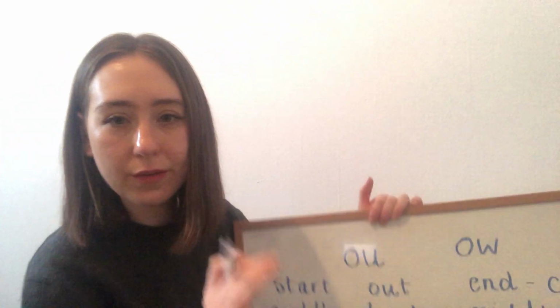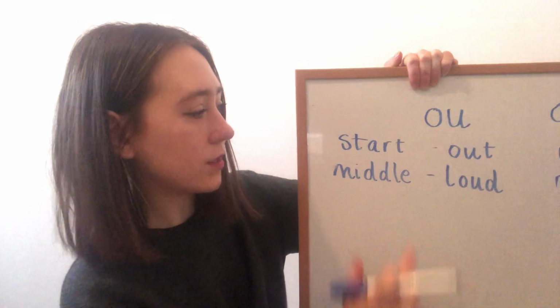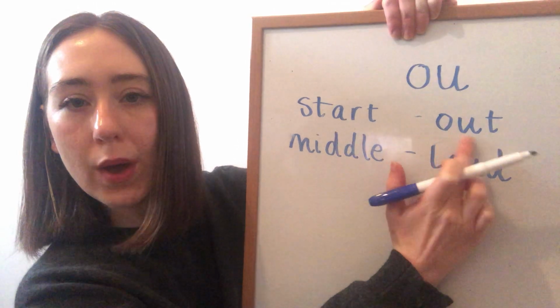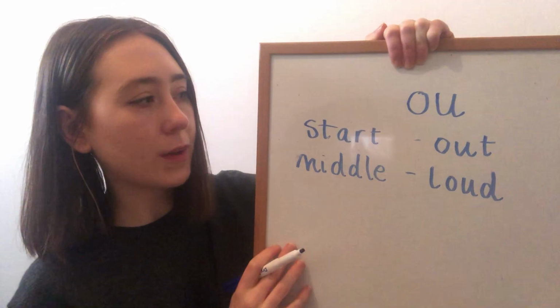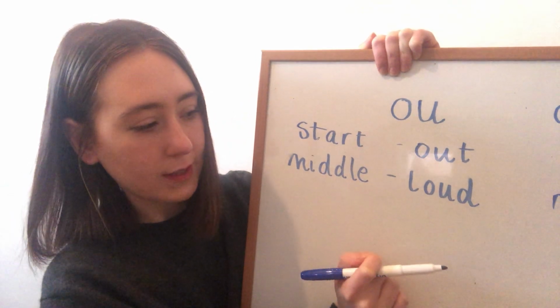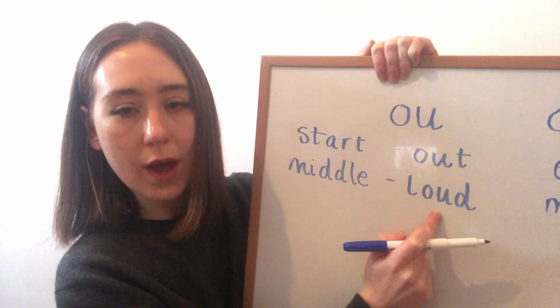If we have lots of different ow words, how are we supposed to know when we use ou or when we use ow? Now this is where we use our general rule of thumb here: ou is normally at the start of a word. For example, in the word out, we can see out. Or we might use ou in the middle of a word. For example, loud, l-ou-d.